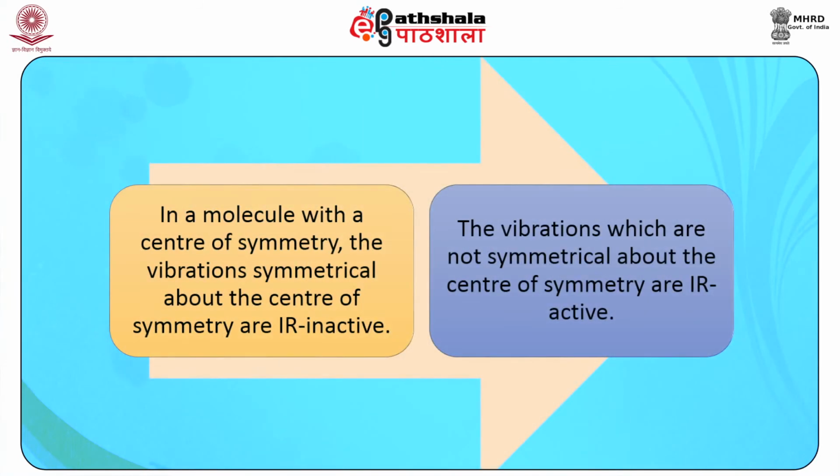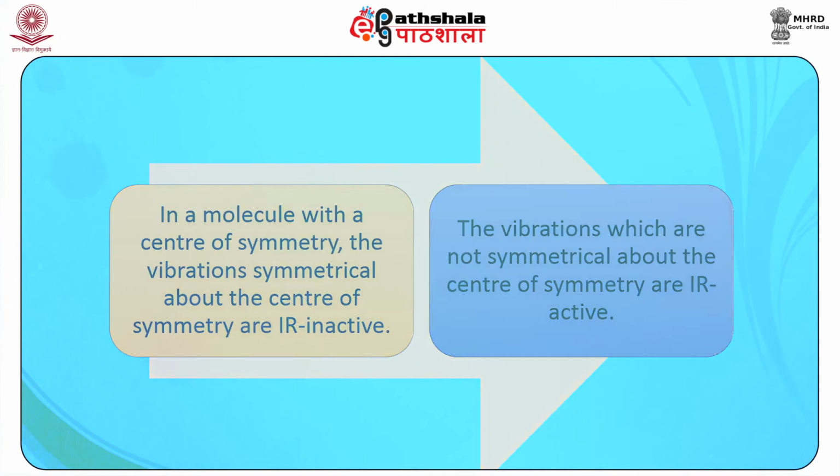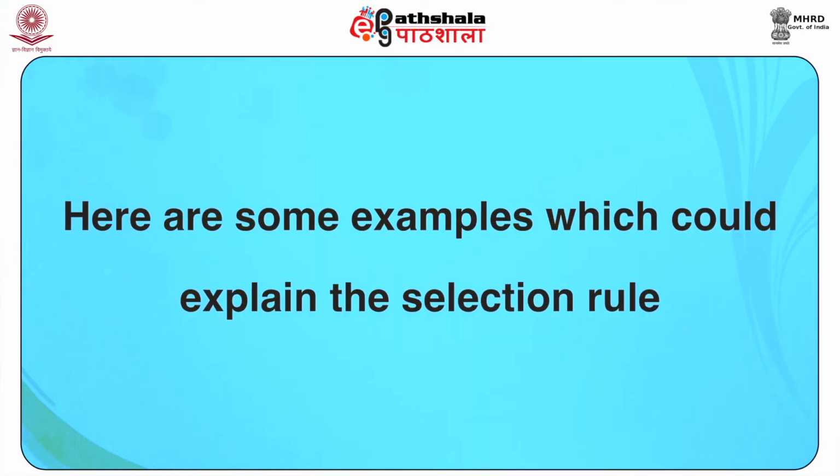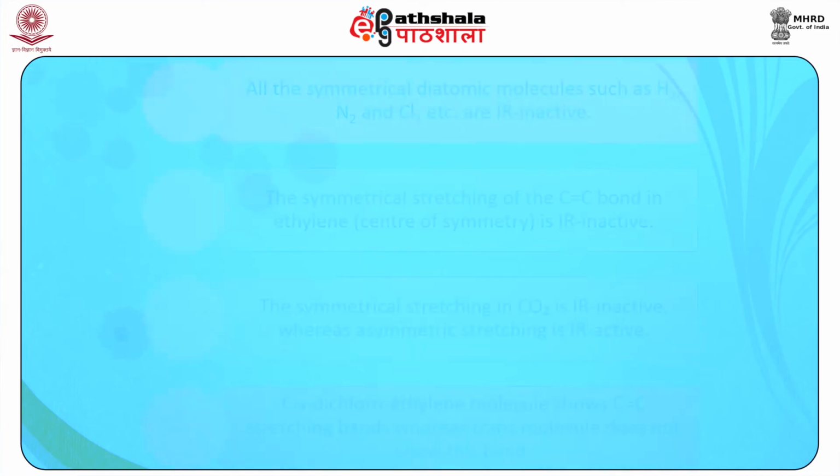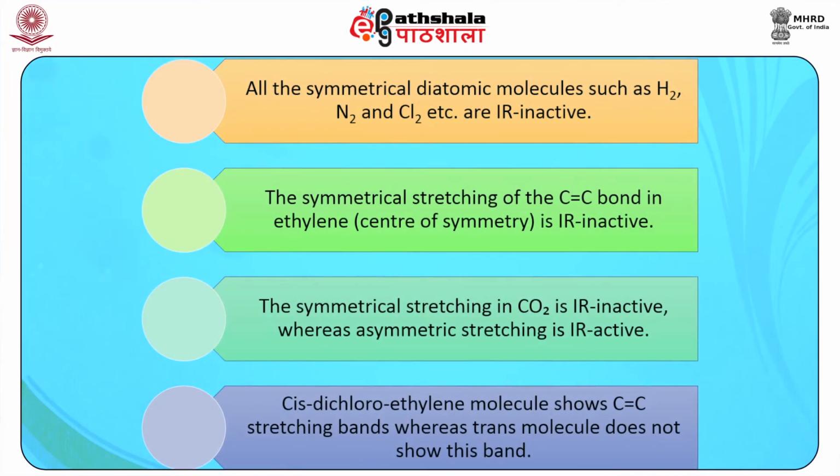In a molecule with a center of symmetry, the vibrations symmetrical about the center of symmetry are IR inactive. The vibrations which are not symmetrical about the center of symmetry are IR active. Now, here I would like to take some examples to explain the above selection rules. All the symmetrical diatomic molecules such as hydrogen, nitrogen, chlorine, etc. are IR inactive. Secondly, the symmetrical stretching of the C double bond C in ethylene, that is having the center of symmetry, is IR inactive.